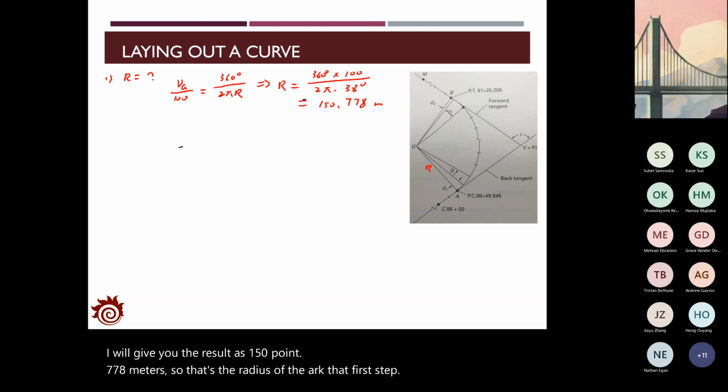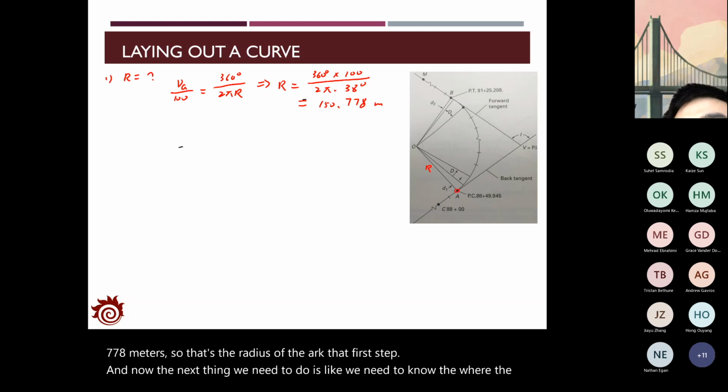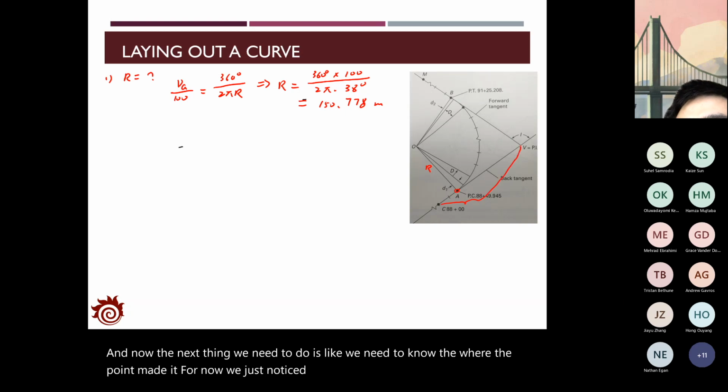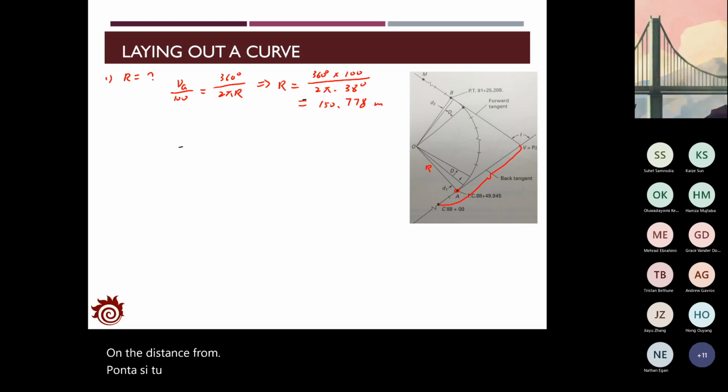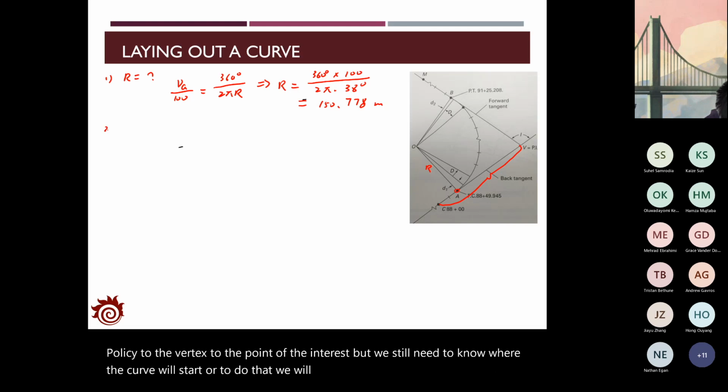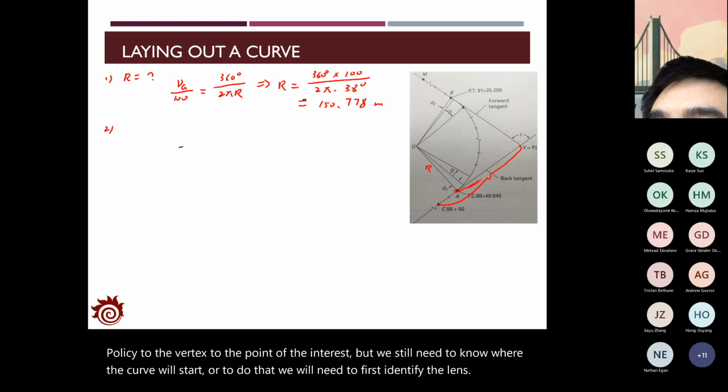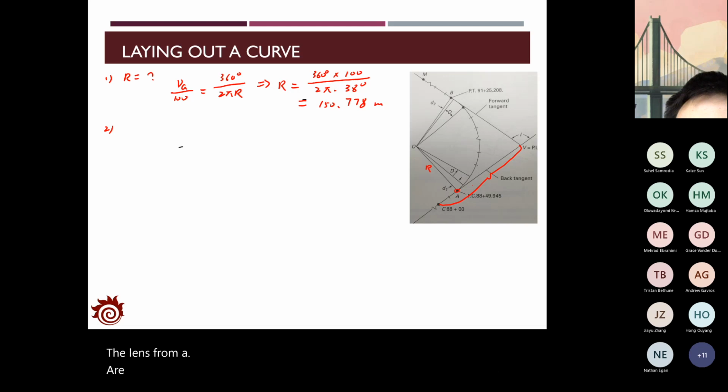And now the next thing we need to do is know where the point A is. For now, we just know the distance from point C to the vertex, the point of intersection, but we still need to know where the curve will start. To do that, we will need to first identify the length from A. We need to calculate the value of A to C.